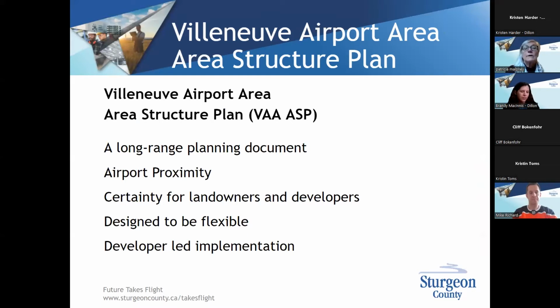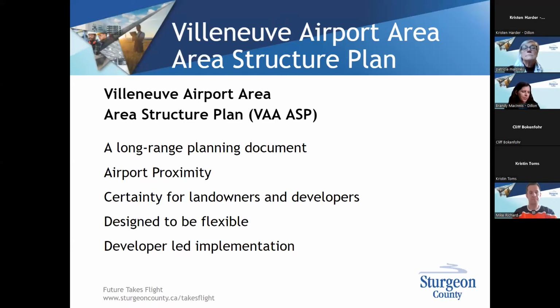The plan is a long-range planning document that will support and guide development that leverages the proximity to the Villeneuve Airport within the plan area. The ASP will provide certainty for landowners and developers regarding how the plan area can be built out, and examples regarding the types of uses that will be encouraged to locate here.